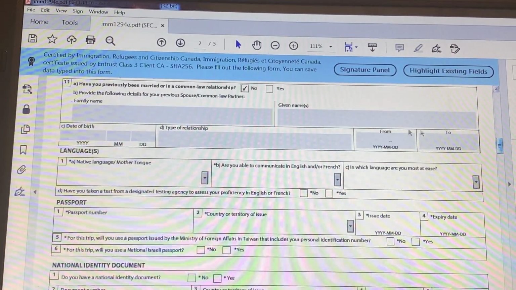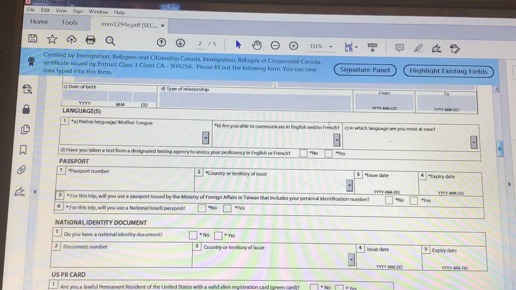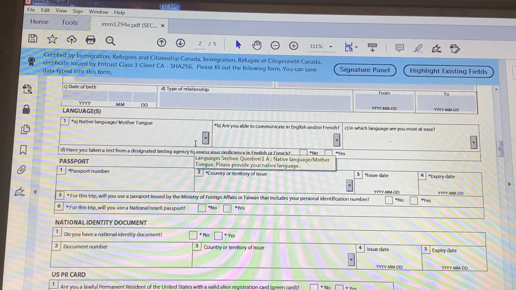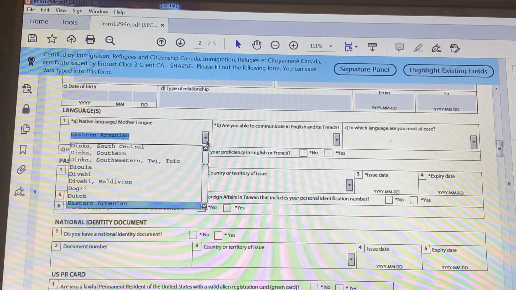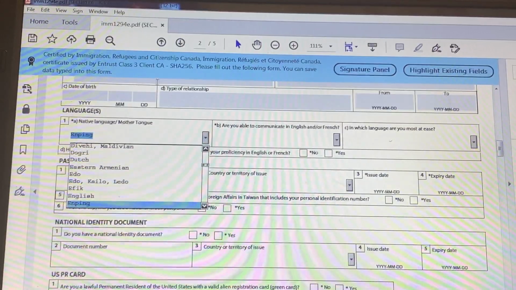And also you have to put the date of birth, the type of relationship, whether a marriage or common law relationship or whatever, when it started and when it ended. All right, guys, very important. Now, guys, languages, native language or mother tongue. What language do you speak? Of course, applying from Jamaica, Jamaican language is English.